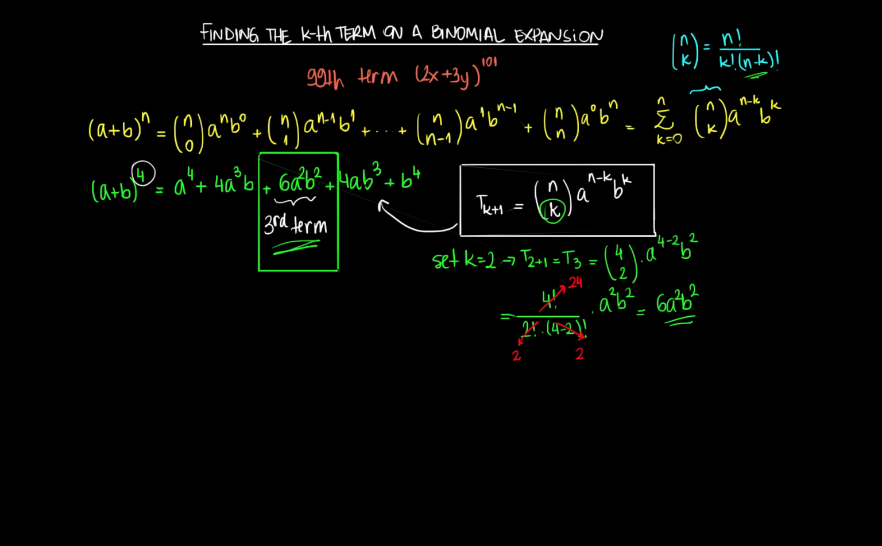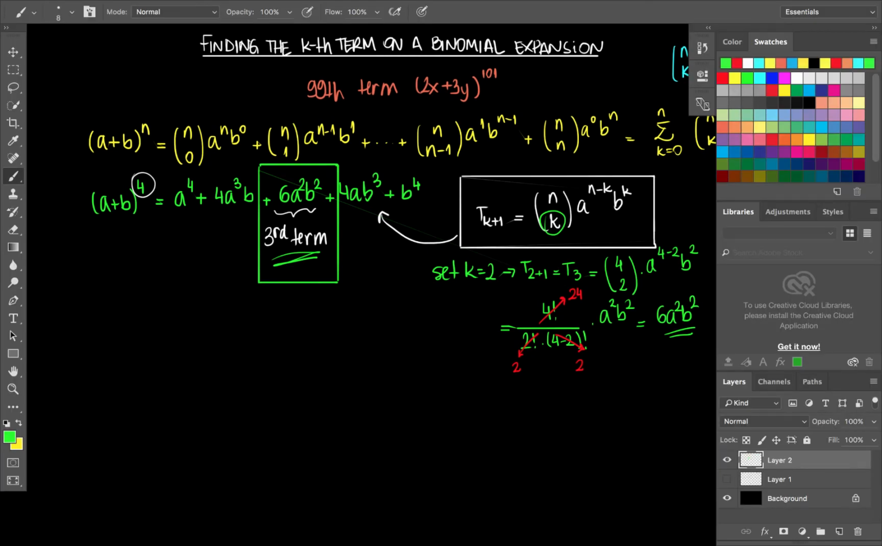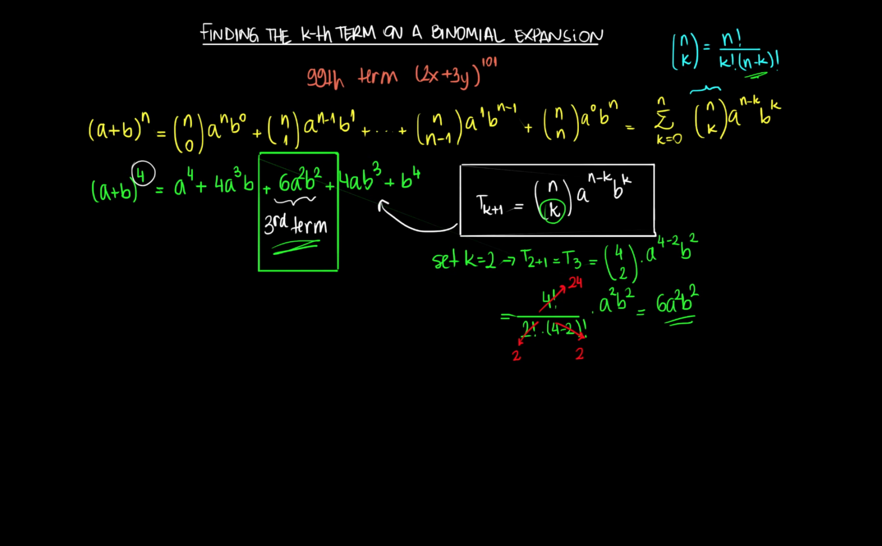So now we can go back to our initial problem, which is to find the 99th term of (2x + 3y) to the power of 101. It's going to be a big term, of course, because the power here is very large. It's going to be a really large number. We're not going to evaluate it until the end, but we're going to find out what term it is. To find the 99th term, we need to set our k to be equal to what? Our k needs to be equal to 98.